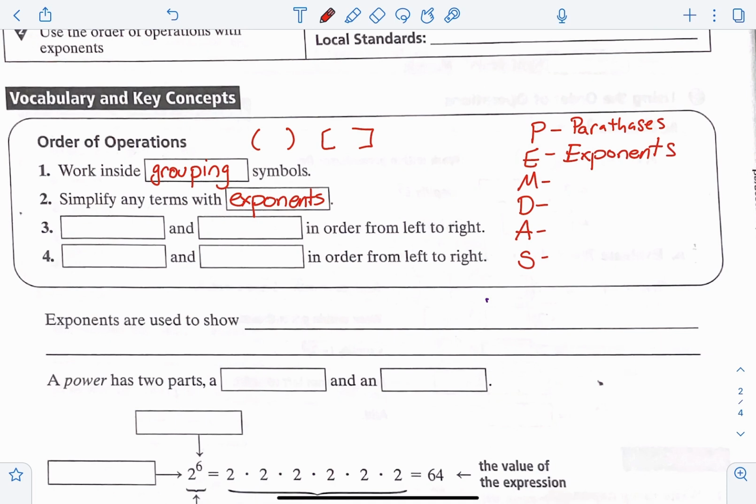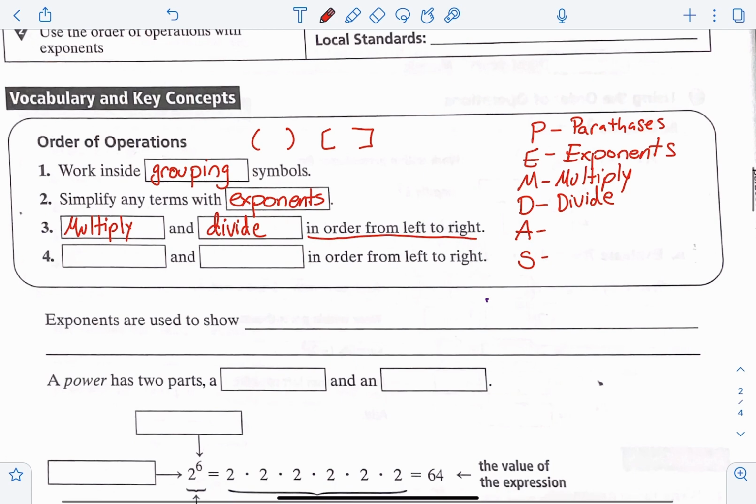Then the next step, you're going to multiply and divide in order from left to right. So within the problem, you're going to start on the left side of the problem, and if there's multiplying or dividing, you would do that first before you found multiplying or dividing on the right side of the problem. This will make sense as we move through some of the examples.